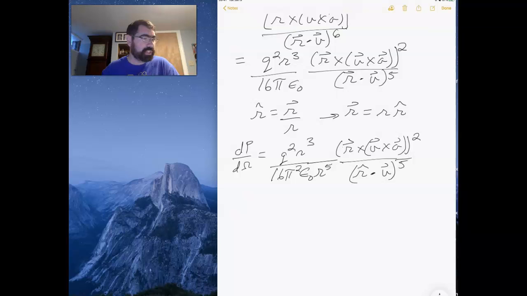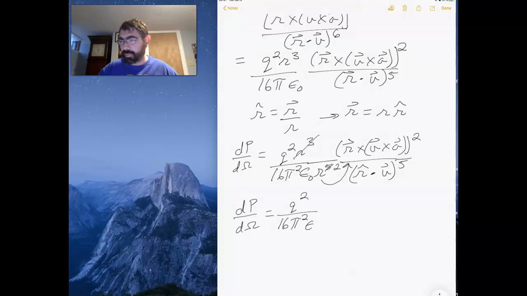And then, let's see, how else can we clean this up? Okay, well, I can cancel this and make it a squared, and then I can take that squared and put it into the numerator, and so what I get is q squared over 16 pi squared epsilon naught, r hat times u crossed into a, quantity squared, over r hat dot u to the 5th power.